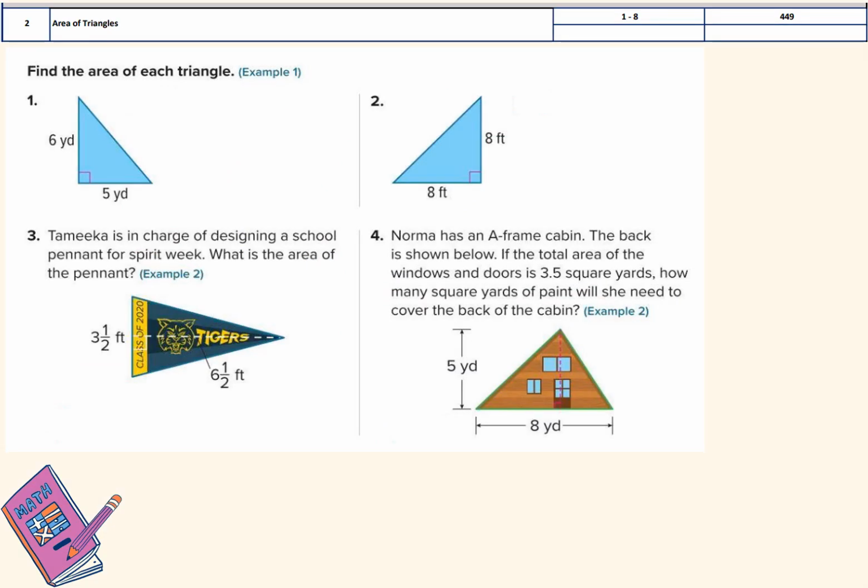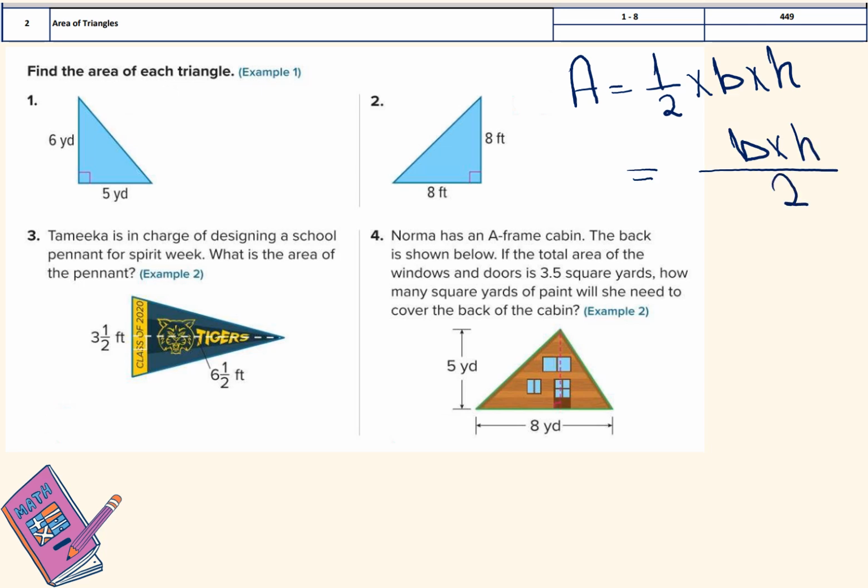On this page, the main idea is to find the area of a triangle. To find the area of a triangle, we're going to use that formula. A equals half times B times H. B is the base of the triangle and H is the height of the triangle. Or we can write it this way. B times H over 2. So both formulas are correct. You can use one of them. Also, you can replace half here by 0.5.